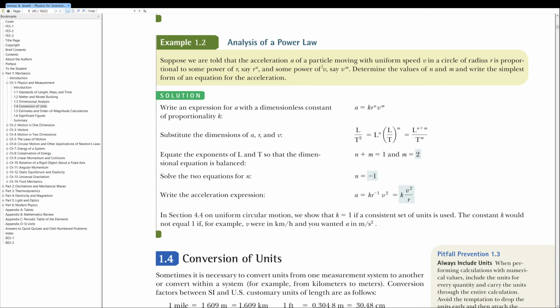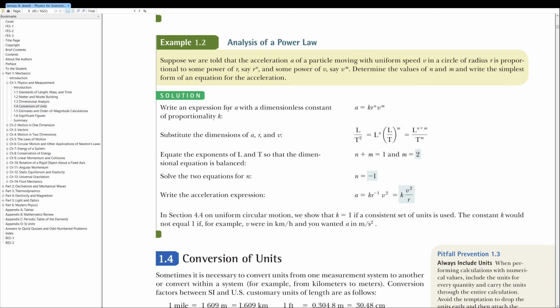Suppose we are told the acceleration a of a particle moving with uniform speed v in a circle of radius r is proportional to some power of r, say r to the n, and some power of v, say v to the m. Determine the values of n and m and write the simplest form of the equation for the acceleration. So this is a case where you don't know what the formula is. I probably do, I don't remember. And we're just going to see if these things can be brought into some relation, whether it's worth trying to solve a problem and figure it out, right?